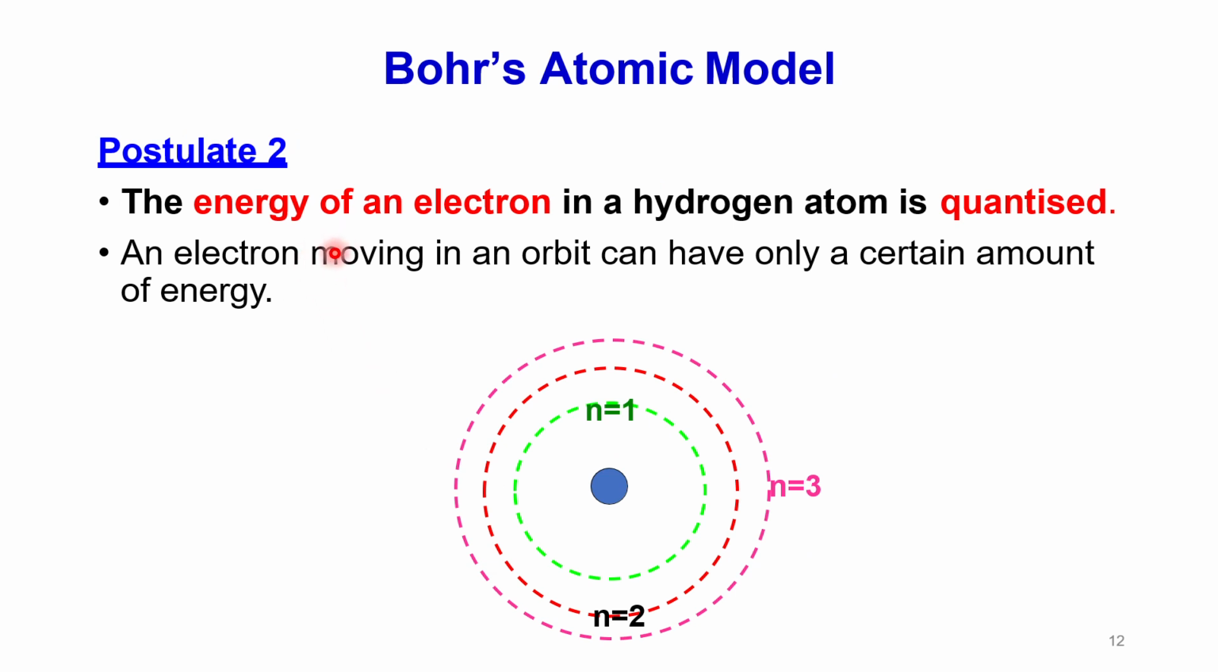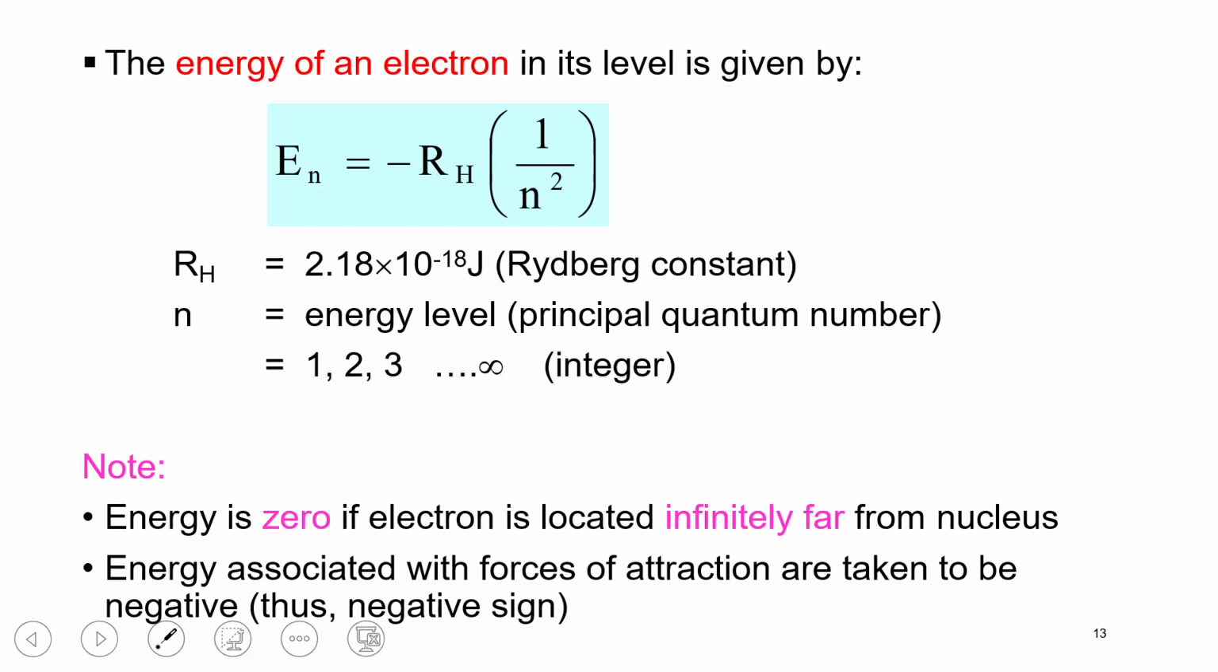The second postulate of Bohr: the energy of electron is quantized. What does quantized mean? Quantized means when this electron moves in the first orbit, n equal to 1, it will have specific energy. The energy is different from the electron when it moves in the second orbit. So that energy we call quantized energy. To calculate this energy, we use this formula.